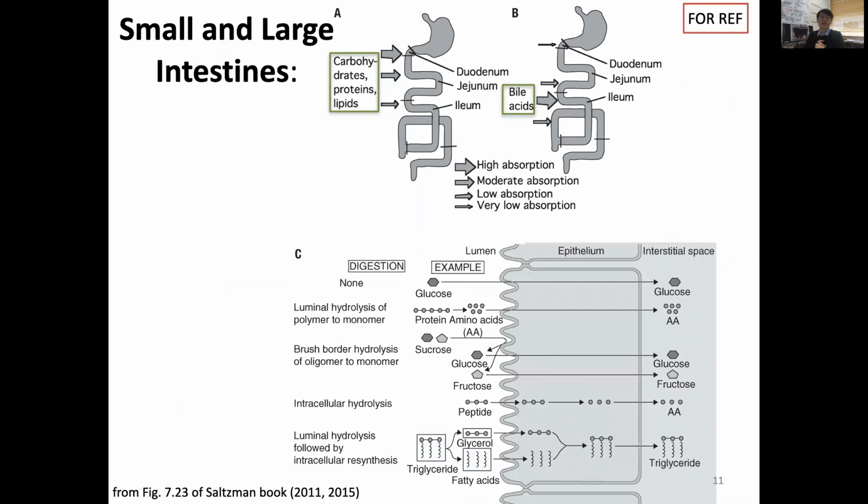This is a reference. From a biochemical point of view of nutrient absorption, you can see the small intestine part. Depending on the size of the arrow, a lot of carbohydrates, proteins and lipids are absorbed in the small intestine, and here, bile acids.